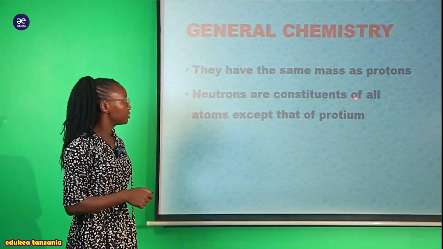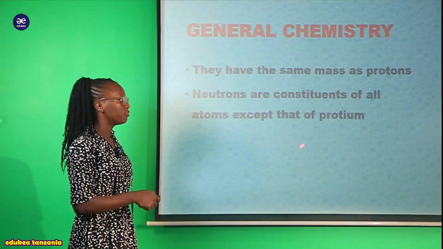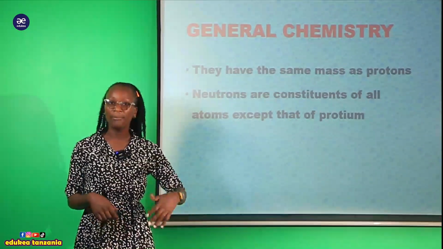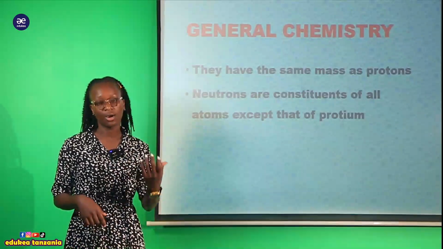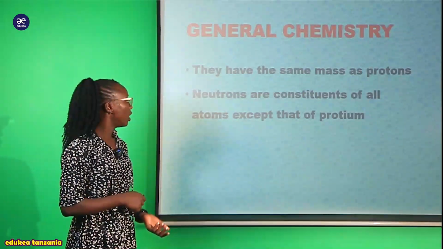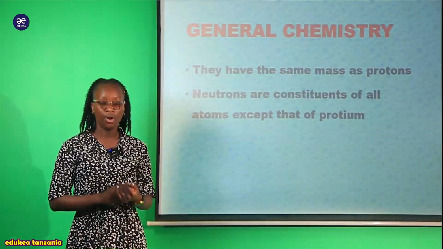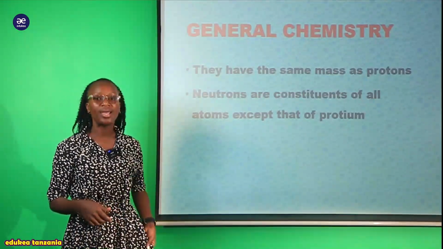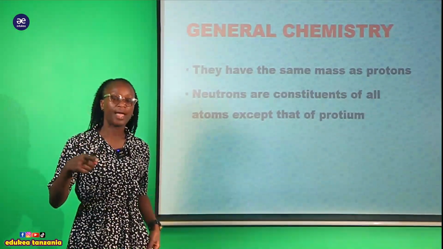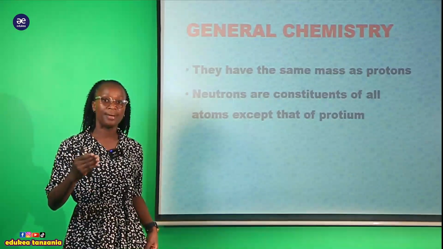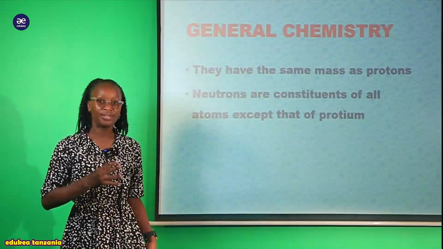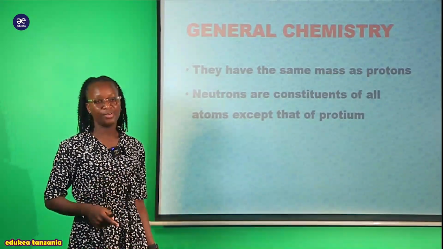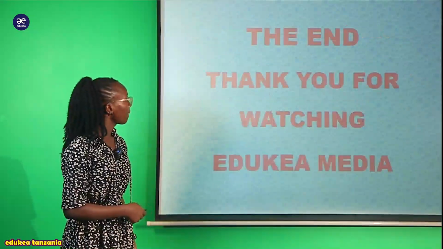Neutrons are constituents of all atoms except that of protium. Tunaposema constituents ni sawa na component. Kwa hiyo ni components za all atoms kasoro ile of protium. Protium tunajua ni hydrogen ambaye ana atomic number 1 but also mass number 1. Ile ni first kabisa isotope of the hydrogen, protium.